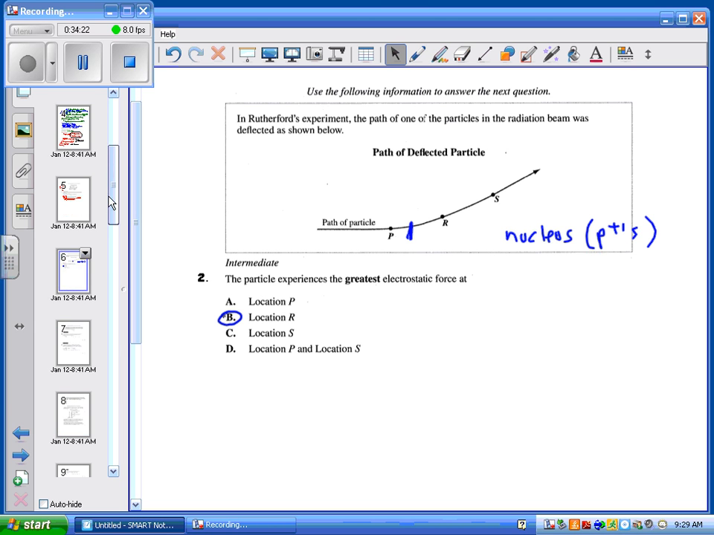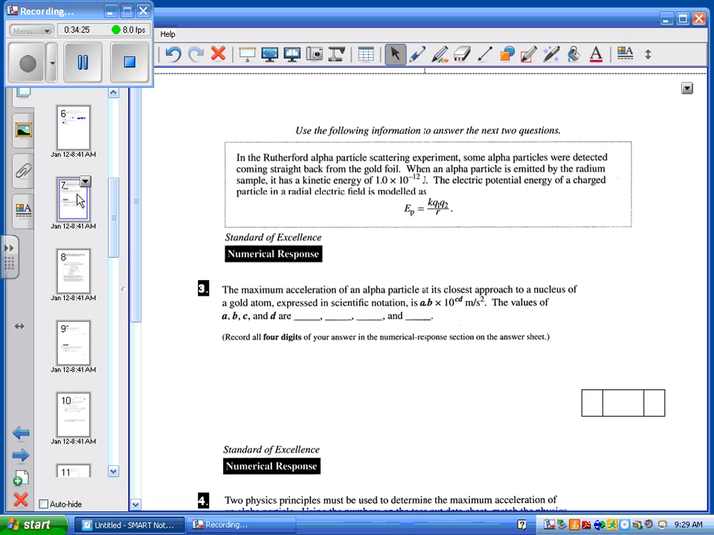The next 2 questions are calculation-based, and they're considered standard of excellence, particularly because of the sheer number of calculations you have to do to get the answer. So use the following information to answer the next 2 questions. In the Rutherford alpha particle scattering experiment, again, it says alpha particle, so these 4 questions wouldn't show up on the same test, because you're never going to get 4 questions on the same concept. One question per concept is basically what you're going to get. You've got 50 questions total, science 30 to 20. It's 36 multiple choice and 14 numeric response. And there's more than 50 concepts that we covered in physics, so they have to use the questions sparingly.